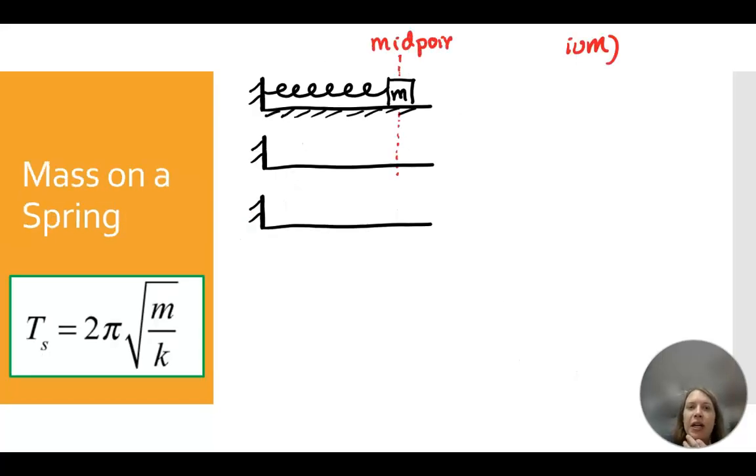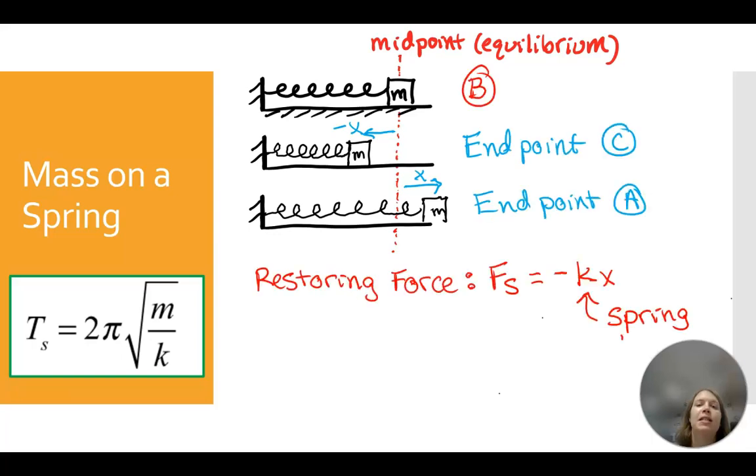For the mass on the spring, we have that same idea. We're looking at a horizontal frictionless surface, and the midpoint is the equilibrium position, which I called B. If we displace it a negative x amount, we're at the endpoint, which I called A in the other one, so we'll just call it A, and in this one we'll call the other endpoint C. So that negative x displacement is endpoint A, and that positive x displacement is endpoint C.